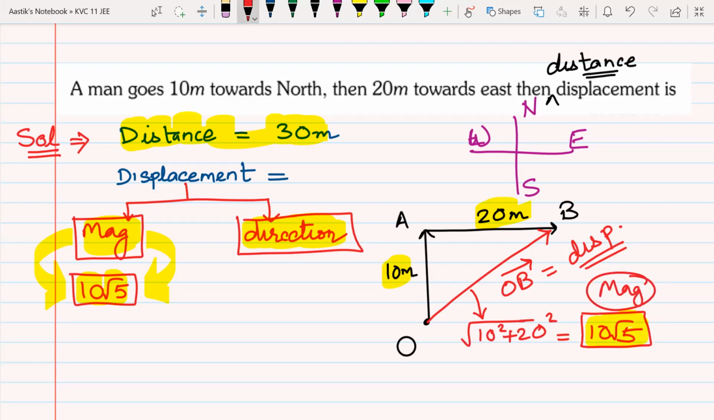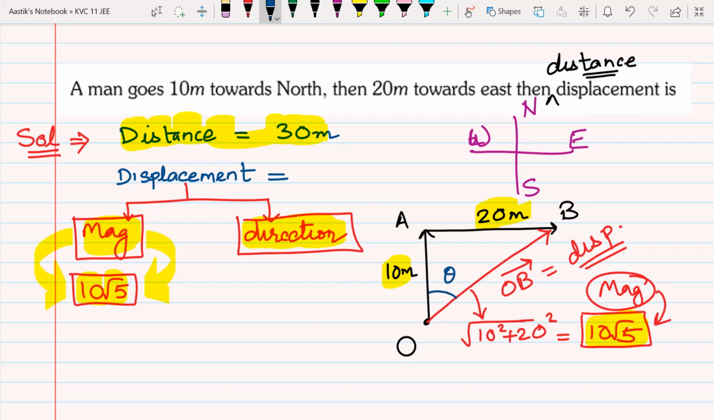It tells me the magnitude of displacement. Yes or no? Yes, sir. Now we have to talk about direction. The simplest way of saying the direction is, sir, it is from O to B, but that will not look good. From O to B, if you want to say the direction in the real sense, you have to talk in terms of an angle.